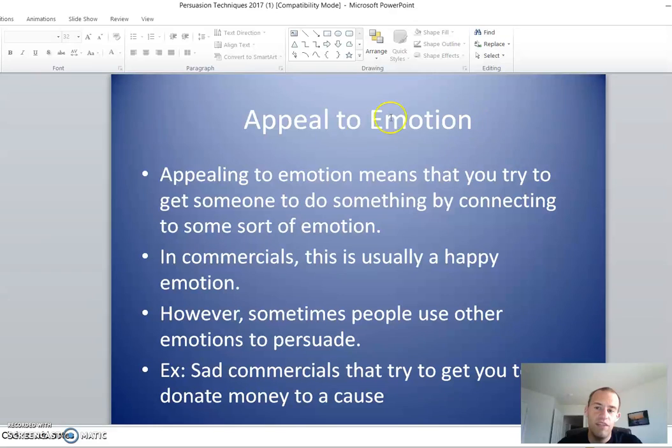The first type is an appeal to emotion. Appealing to emotion means they're trying to get someone to do something by connecting to their emotions. The most common way you may see this is through commercials and advertisements. And usually the company or the creator of the commercial or the author of the advertisement is trying to connect to a happy emotion. Oftentimes the commercials want you to buy something.